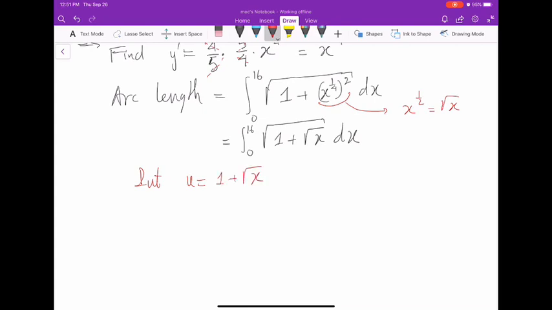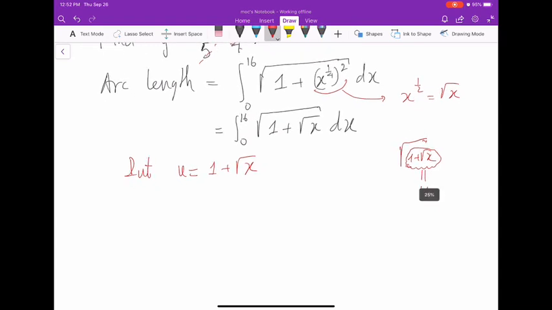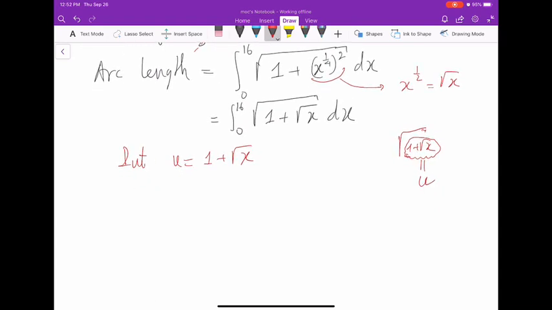The reason why I do this is because we know how to work with the square root, right? But in here, I have 1 plus the square root of x. So I probably need to do the substitution u equal to 1 plus square root of x. That's why I put u equal to 1 plus square root of x, and try to rewrite the original integral in terms of u.